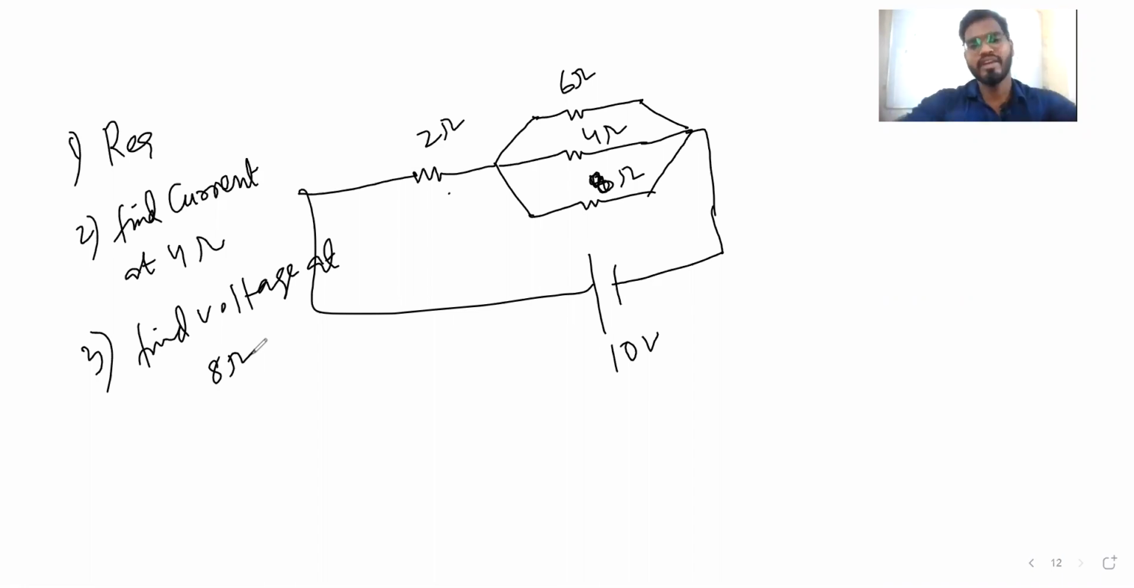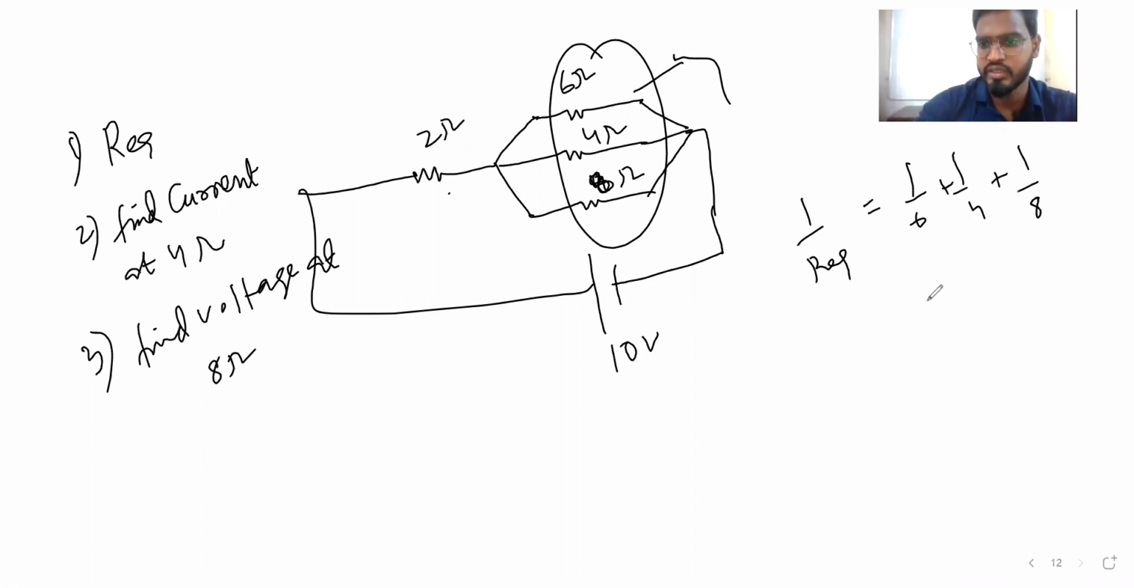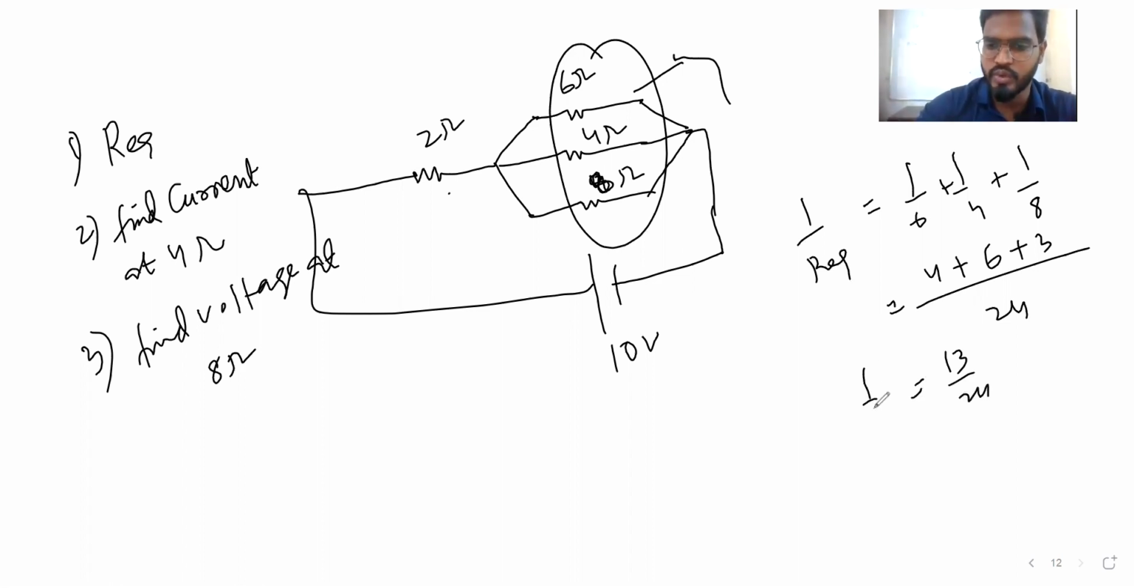Let's see. R equivalent, guys, first we'll have to solve for this parallel, right? So if you solve this parallel, 1 by R equivalent is 1 by 6 plus 1 by 4 plus 1 by 8. The LCM is 24. So 4 times, 6 times, and then 3 times. So how much is it? 4 plus 6 plus 3 is 13. 13 by 24 is 1 by R equivalent. Okay. So R equivalent is equal to 24 by 13.